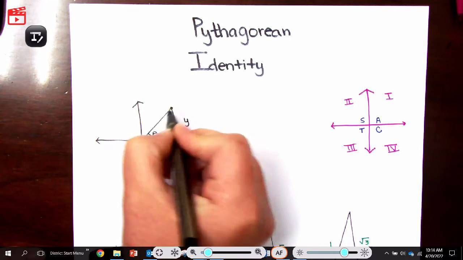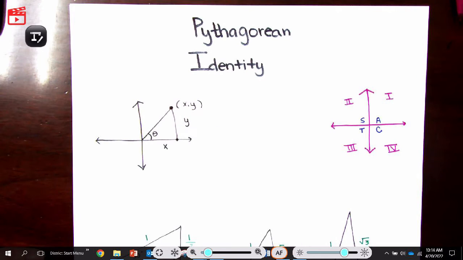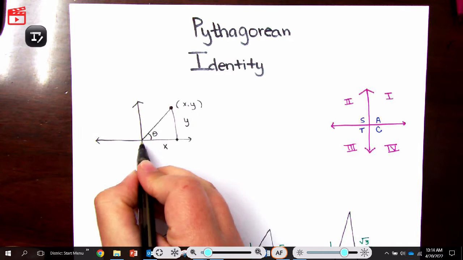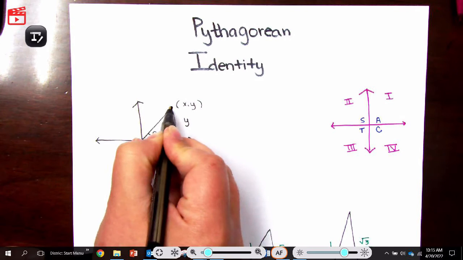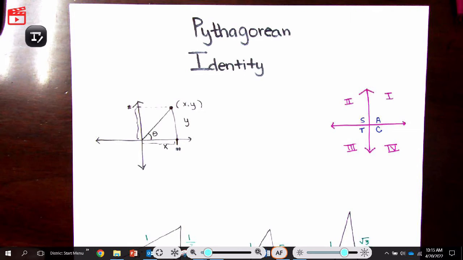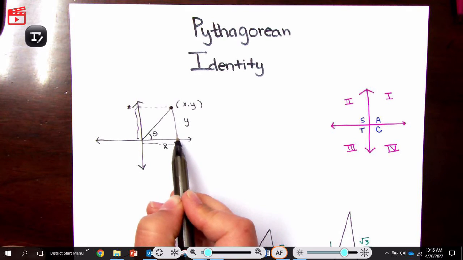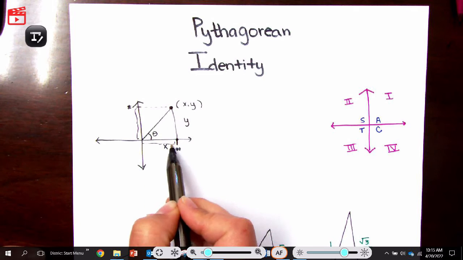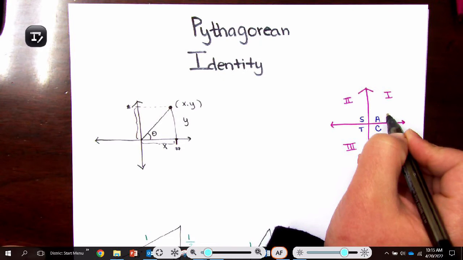Now, notice that this point right here has an x and a y value, just like when you usually graph. The x value comes from this distance here, and the y comes from this distance here on the y-axis. If we're looking at the triangle, the horizontal is going to be our x, and the vertical is going to be our y. The values of sine, cosine, tangent on the graph depend on the x and the y.